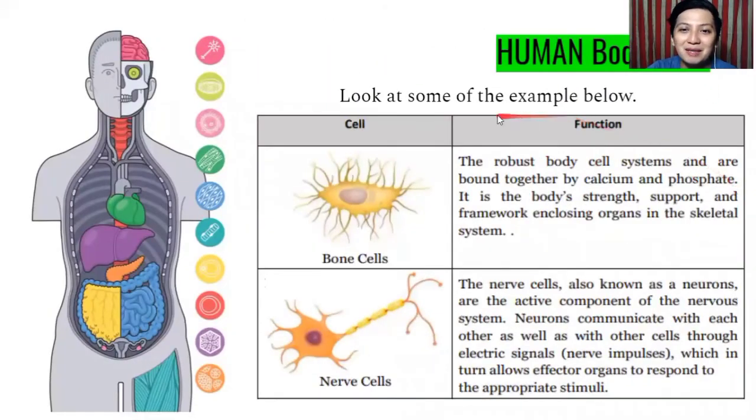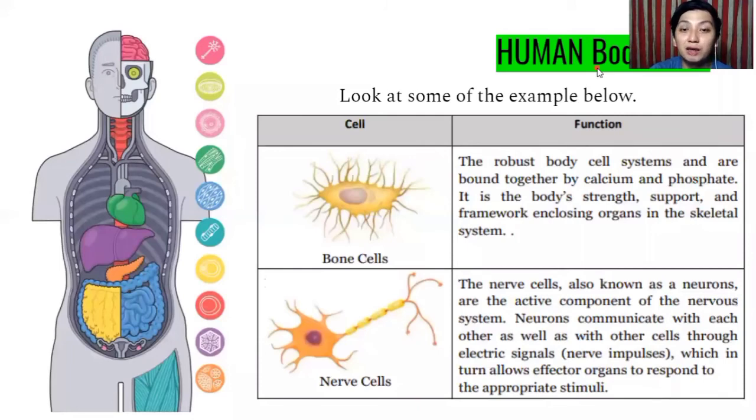Okay, so these are some examples of human body cells. So we have bone cells. So the robust body cell systems are bound together by calcium and phosphate. It is the body's strength, support, and framework enclosing organs in the skeletal system. So this is what it looks like. I will show you kapag makikita niyo siya under the microscope. So medyo iba, pero kapag tinignan niyo lang yung bone cells, ito ang itsura.